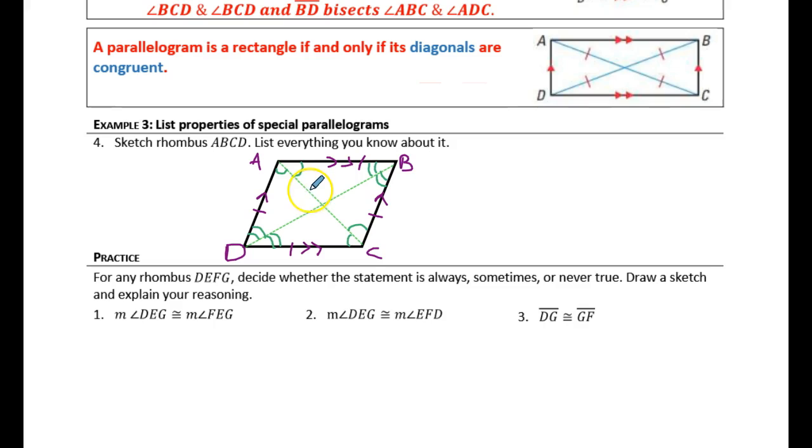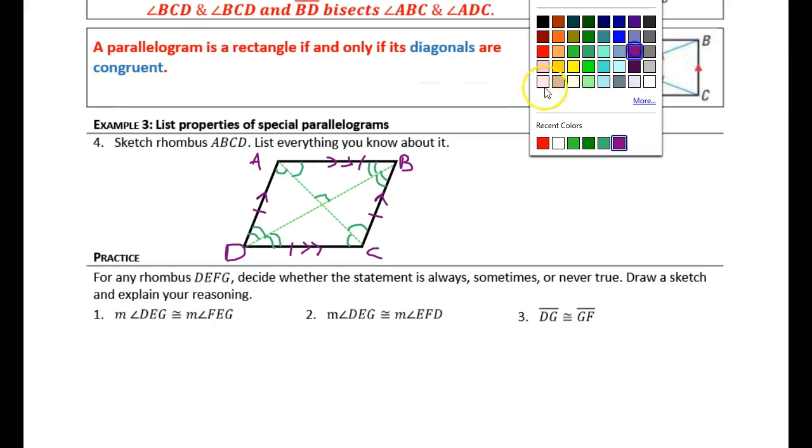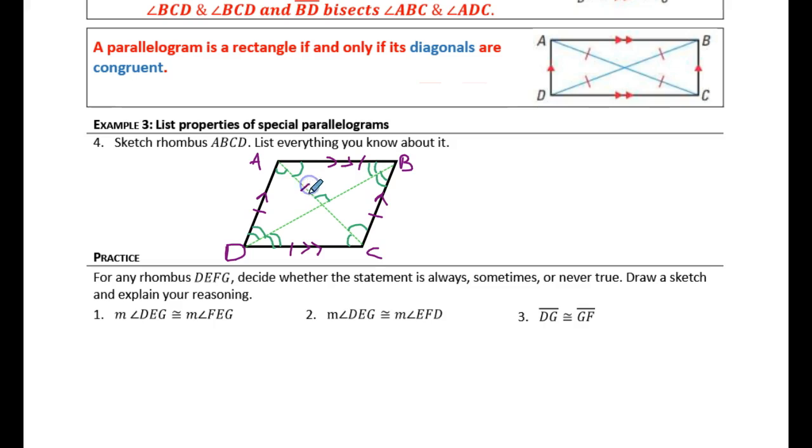Other things I know about my diagonals: I know that they are perpendicular, and because a rhombus is a parallelogram, I know that my diagonals bisect each other. So this portion and this portion are congruent, and this portion and this portion are congruent.